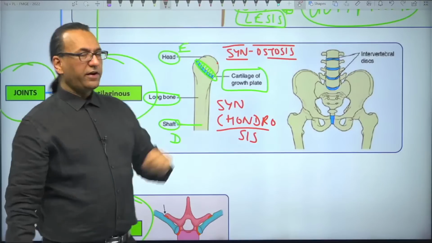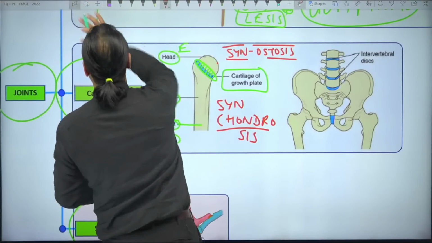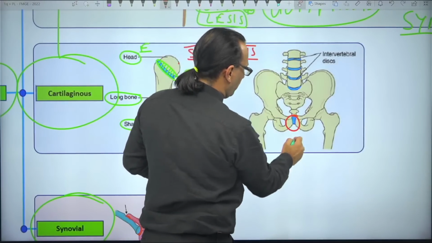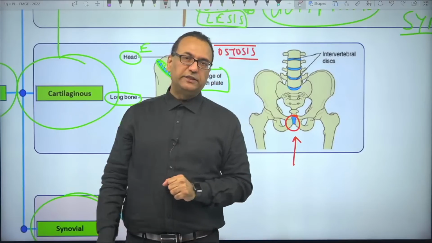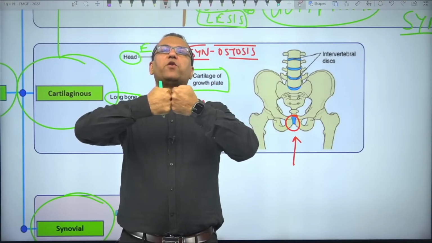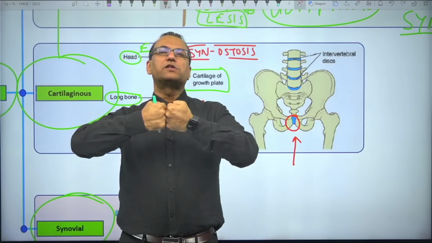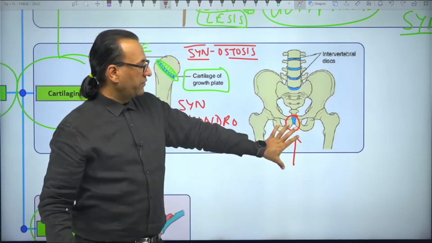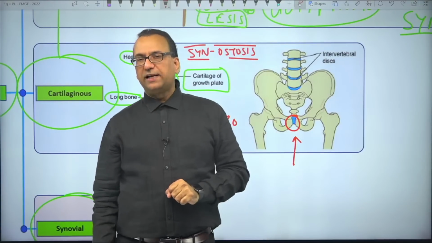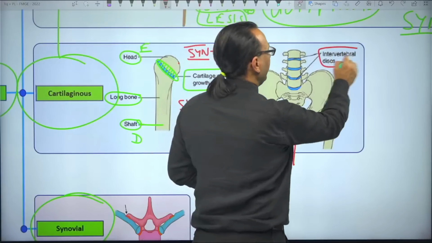What about the secondary cartilaginous? If we talk about secondary cartilaginous, as is evident here, one example is the pubic symphysis. This came to you at least 2 times, I believe, in the FMGE exam. So the pubic symphysis, where one hip bone is meeting the other hip bone in the midline, is a secondary cartilaginous joint or symphysis. For example, the pubic symphysis, a slightly mobile joint. One other example of symphysis is the midline intervertebral joint.